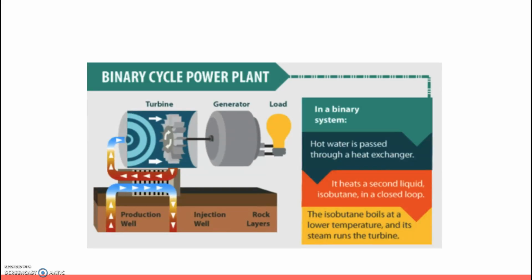The third design is known as the binary cycle system. Hot water is passed through a heat exchanger, where it heats another liquid in a closed system. The liquid has a lower boiling point, so it's easier to turn into steam to run the turbine, and then it's condensed so it can run through the cycle again.